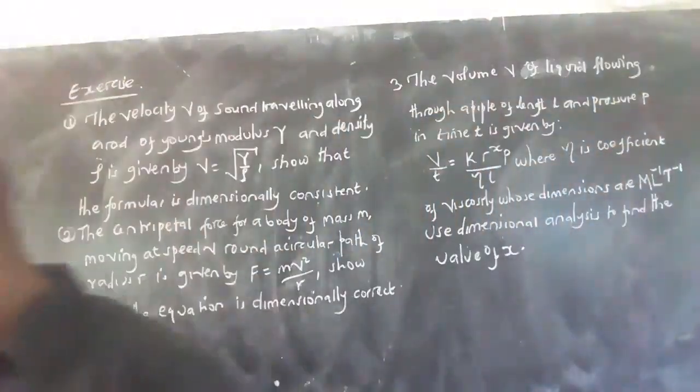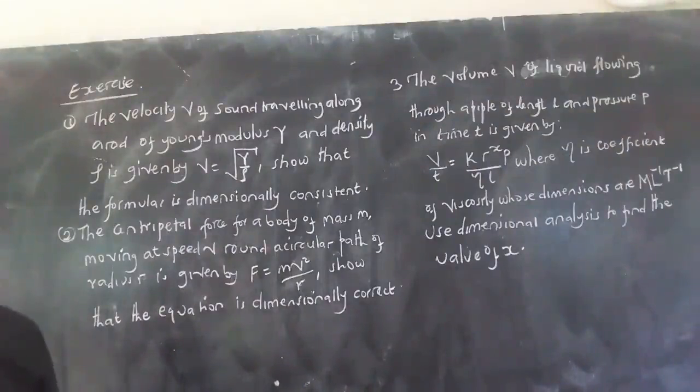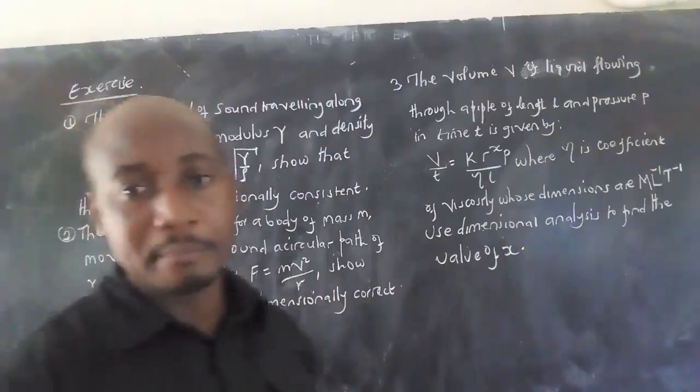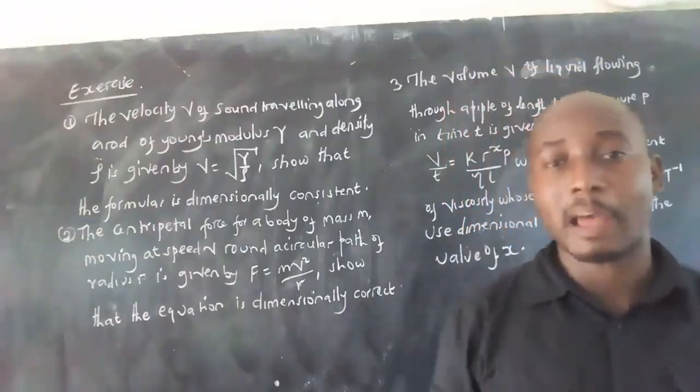For example, they can say, distinguish between derived quantities and fundamental quantities, stating 2 examples of each. Then they can say, what is meant by the dimension of a physical quantity? Then they can say, describe briefly one application of dimensions of a physical quantity.